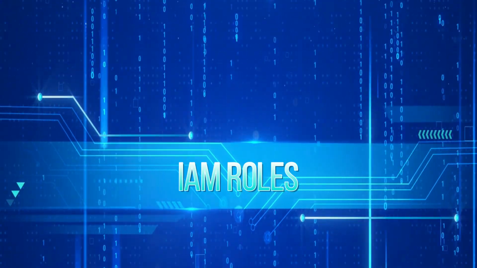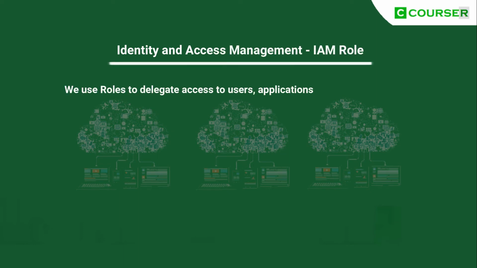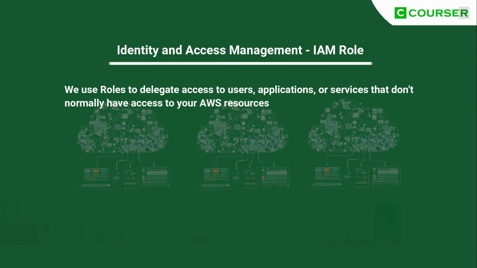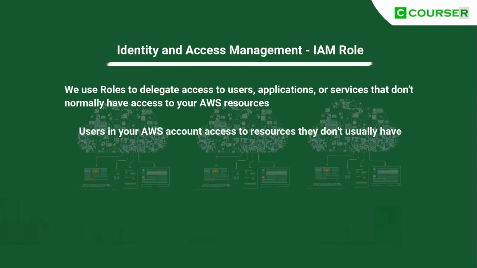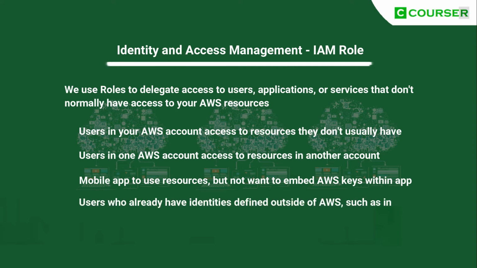And IAM roles. So identity and access management roles are used to delegate access to users that normally don't have access to your AWS resources. This includes users in your AWS account, and users in one AWS account to another account. It also covers a mobile app that needs to use resources but you do not want to embed AWS keys within the app, and also users who already have identities defined outside of AWS.